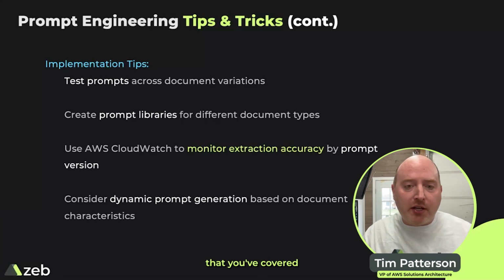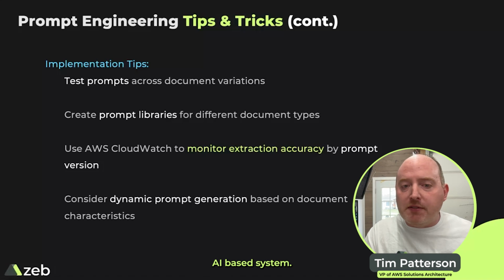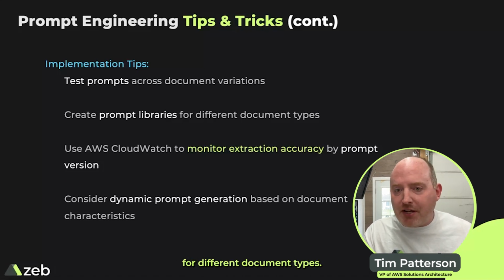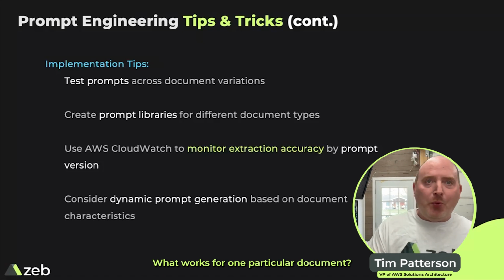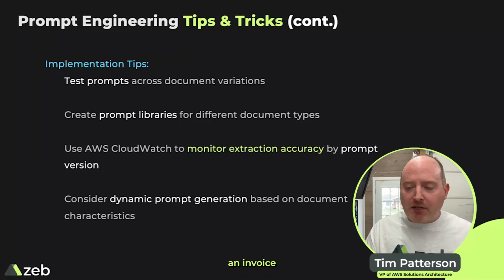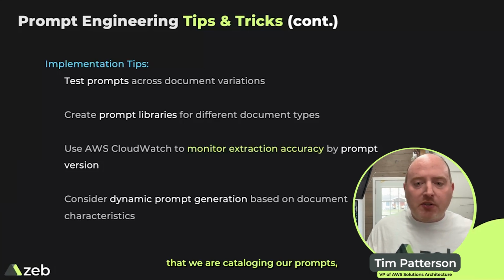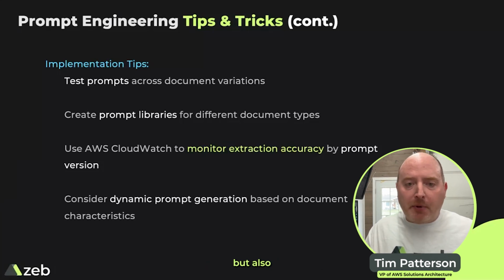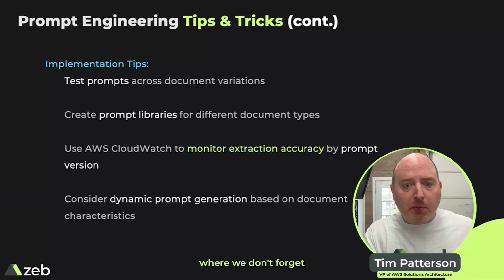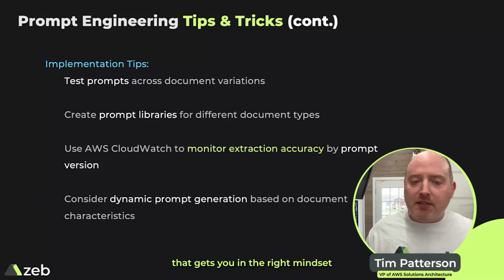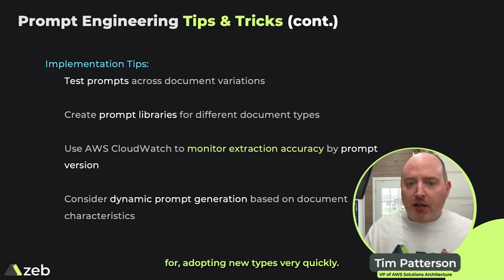And you need to make sure that you've covered the broad spectrum of use cases that will be fed into your AI-based system. I also highly recommend that you create prompt libraries for different document types. What works for one particular document, let's say you're analyzing an invoice, might not work for a quarterly business statement, right? So we need to make sure that we are cataloging our prompts, but also putting them in a place where we don't forget what we've tried before. And this is just a best practice that gets you in the right mindset for adapting to new types very quickly.